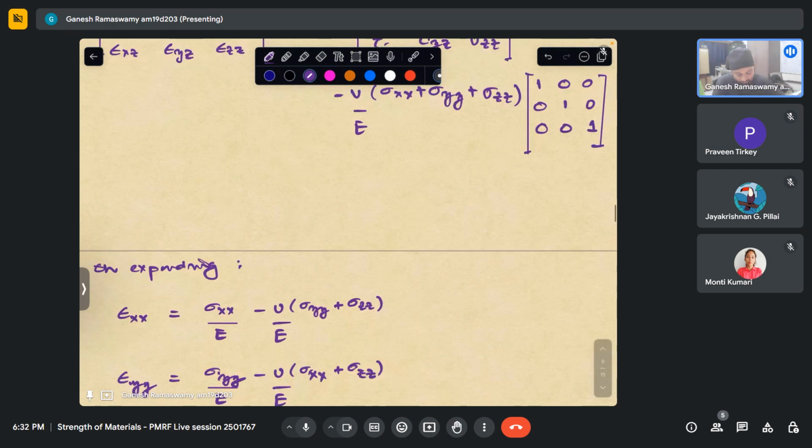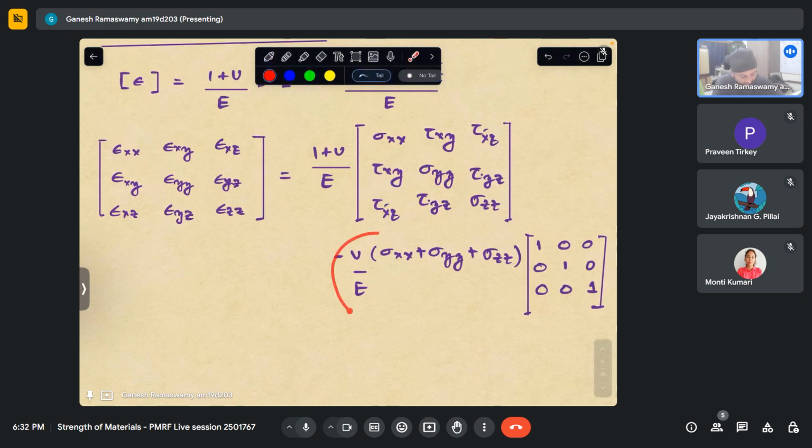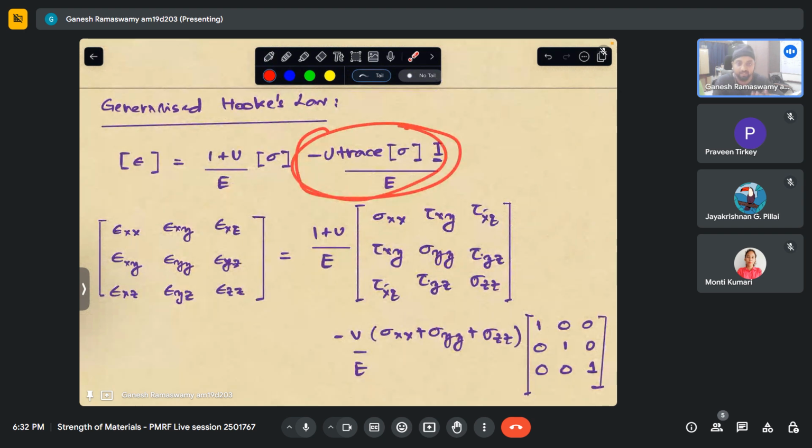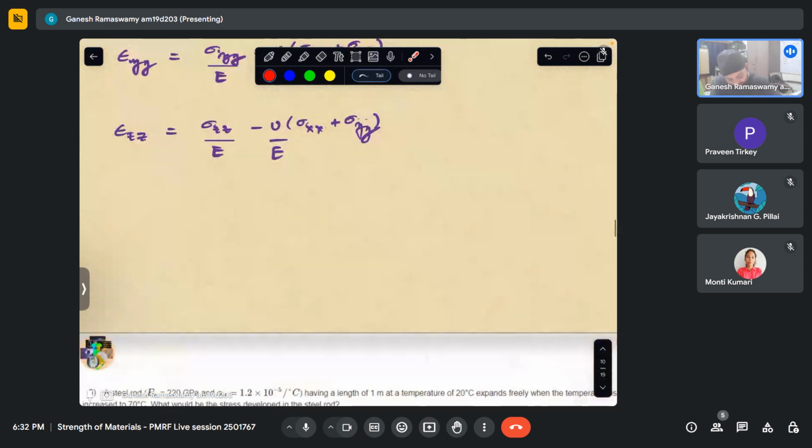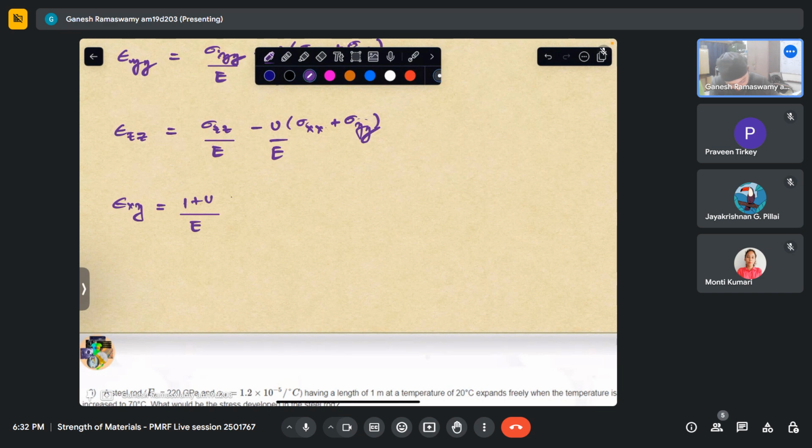Now for the shear strains, we can see that this quantity has to be multiplied by the off-diagonal terms, which are 0. So this second quantity does not contribute to the shear strains. That is what this implies, because this is the identity matrix. So we can simply disregard this. So epsilon xy will be 1 plus mu by E into this quantity. As simple as that. So this gives me that epsilon xy is 1 plus mu by E into tau xy.